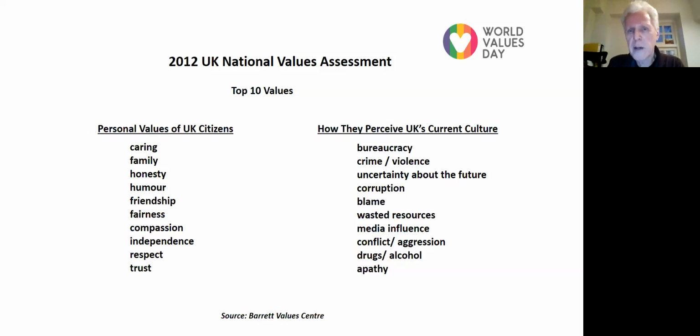But then they were asked in this survey how they perceived the UK, this particular country's current culture. What did it look like to them? And the words they came up with were almost totally the opposite of those positive values. You can see the list there: bureaucracy, well, I suppose not so bad, but crime, violence, corruption, conflict, aggression, all those things. It's awful. What's happening here?